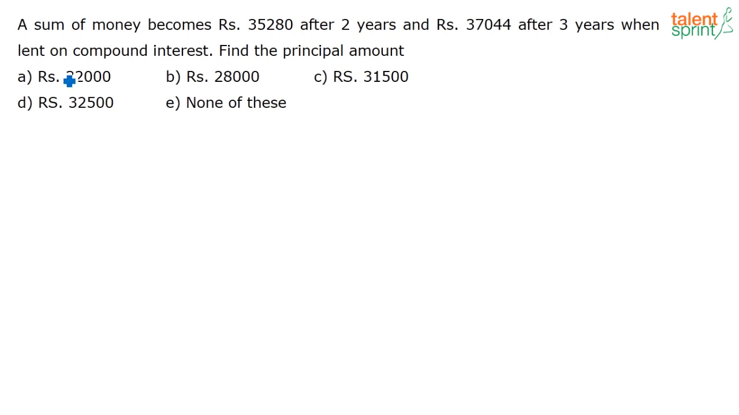So the next question is there on your screen. A sum of money becomes rupees 35,280 after 2 years and rupees 37,044 after 3 years when lent on compound interest. Find the principal amount. So how do you solve this question?